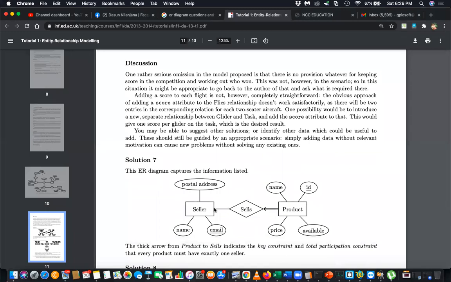So you can say one seller sells many products, 1 to N, but one product can be sold by a particular seller only. This side you can put one, this side you can put N. So that is an assumption. You can say in the assumption section, or put an asterisk and write, we assume that one seller can sell many products, but one product can be sold by a given seller only.